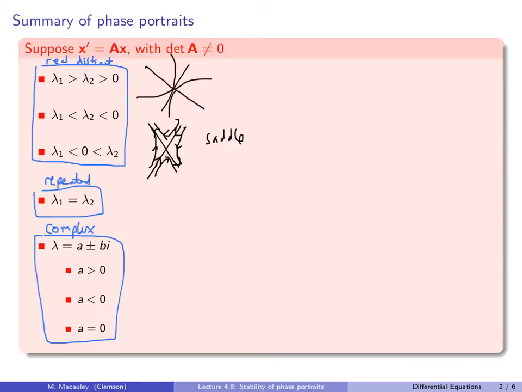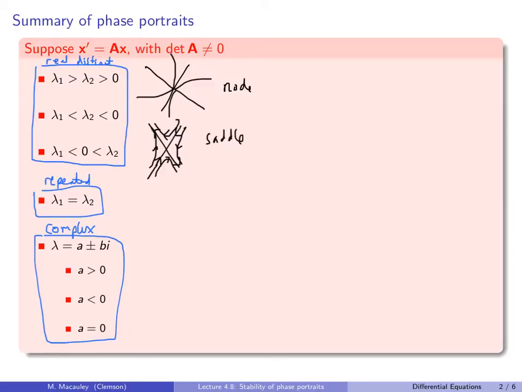I don't really have a name for the earlier one. I think it's called a node. It's not something I ever really use in conversation if I were teaching in class. But I think that's what people call it, maybe a proper node, because there are two eigenvector lines.